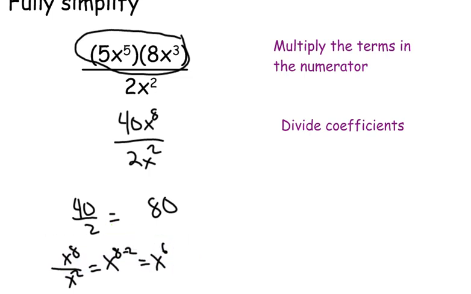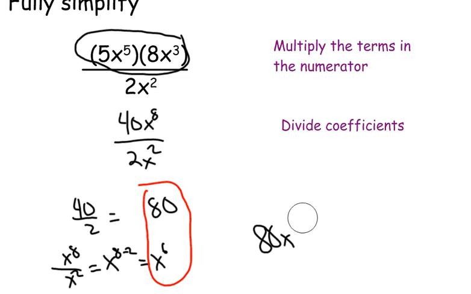And there's nothing else to divide, so all I got to do is just bring this together. So my final answer is 80x to the 6th. That is a 6. Let me rewrite that.